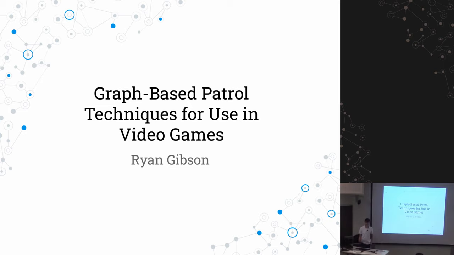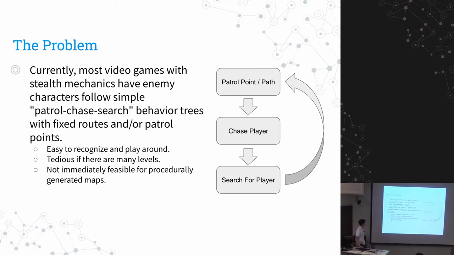Essentially, the problem that we're trying to resolve is that in most stealth games, games in which the player has to navigate some environment and complete a list of objectives without being detected, most just have the enemies following a very simple behavior tree, going through a set of predefined points, predefined paths, and traversing along these paths. And there are some simple chase and search algorithms where you chase the player if you can see them, and once you lose sight, you start searching the environment. And it's just not ideal, essentially.